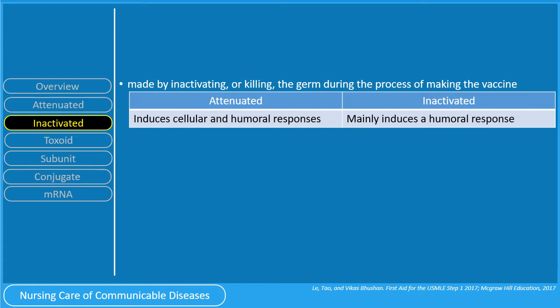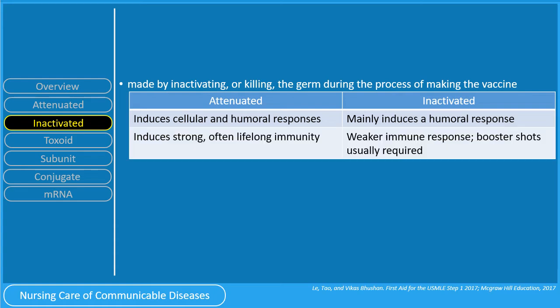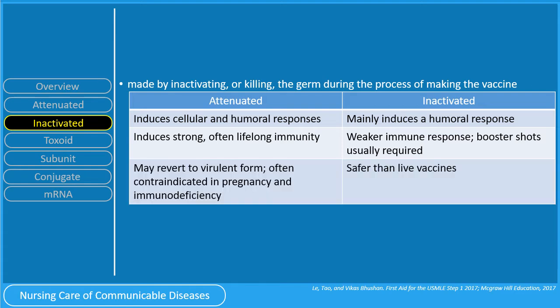Attenuated vaccines induce cellular and humoral responses, while inactivated vaccines mainly induce a humoral response. As such, attenuated vaccines induce a strong, often lifetime immunity, but for inactivated vaccines, a weaker immune response is produced and booster shots are usually required. The disadvantage with attenuated vaccines is that they may revert to virulent form. Often, they are contraindicated in pregnancy and immunodeficiency. Inactivated vaccines are safer than live vaccines.